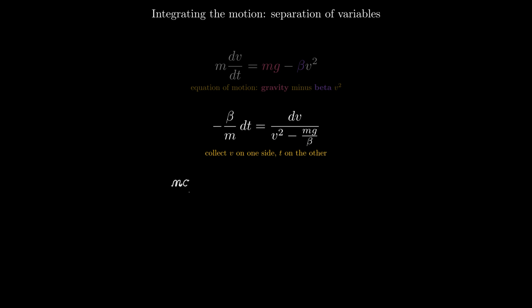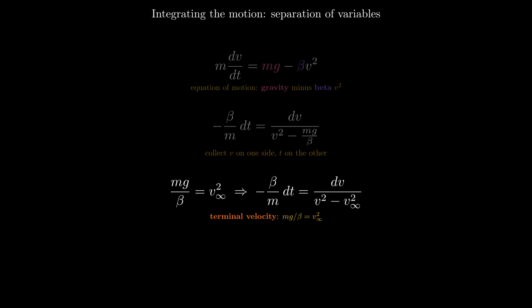We integrate the equation of motion using separation of variables. Start from m dv/dt equals mg minus beta times v squared. Rearrange to collect the velocity terms on one side and the time on the other. This gives minus beta over m times dt equals dv divided by the quantity v squared minus mg over beta. But mg over beta is exactly v infinity squared, so the denominator becomes v squared minus v infinity squared.